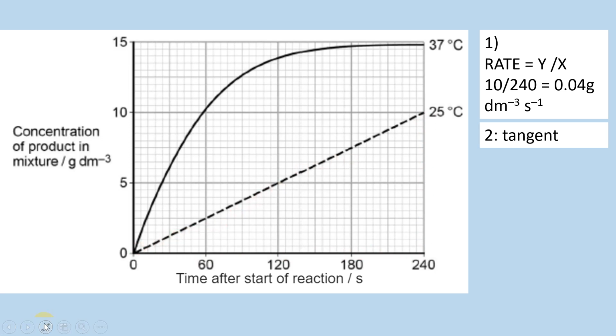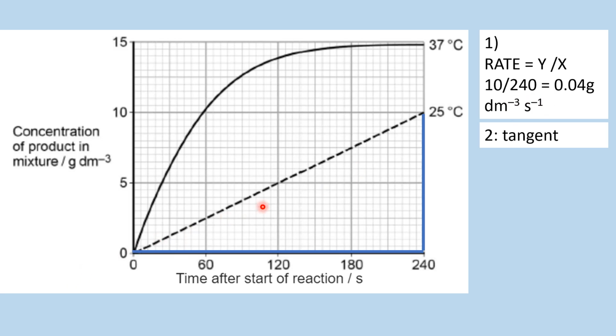Maybe if I try to draw this for you. Okay, so here we have our triangle for 25, and this is the formula, y over x. So you find y, it's from 0 to 10, so our y is 10, and our x is all the way from there to there, 240. That gives us 0.04 gram per decimeter cube per second. That's our rate of reaction.